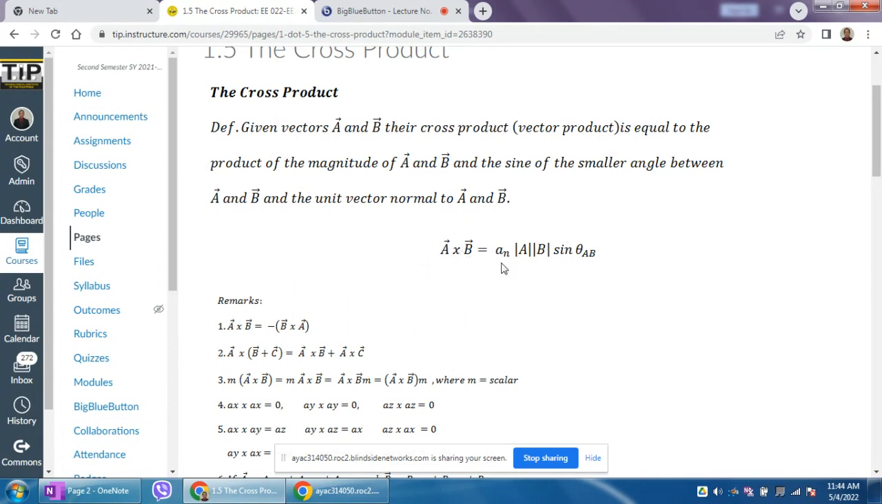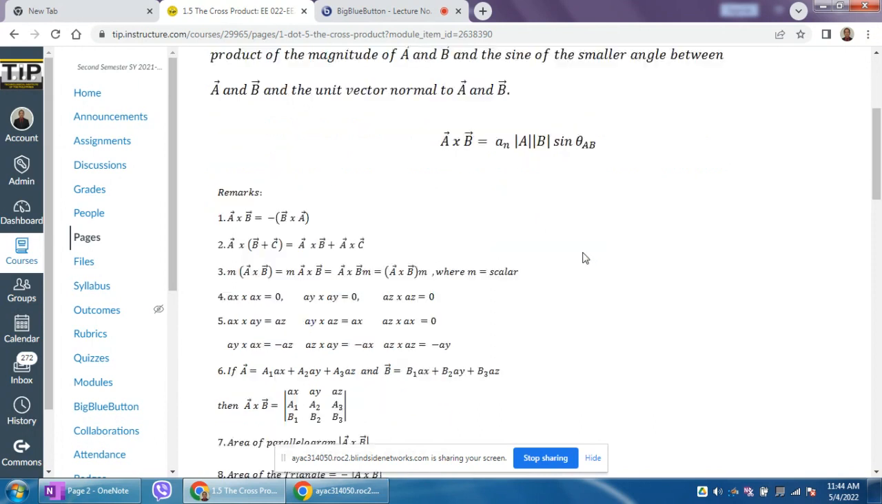A cross B is equal to AN, where AN is a unit vector normal to the surface, times the magnitude of A, times the magnitude of B, times the sine of the smaller angle between A and B. So tingnan niyo po yung pagkakaiba ng dot product at saka cross product. Sa cross product po, walang AN. Tapos cosine of theta ang nakalagay. Sa cross product, may AN, tapos sine theta ang given.